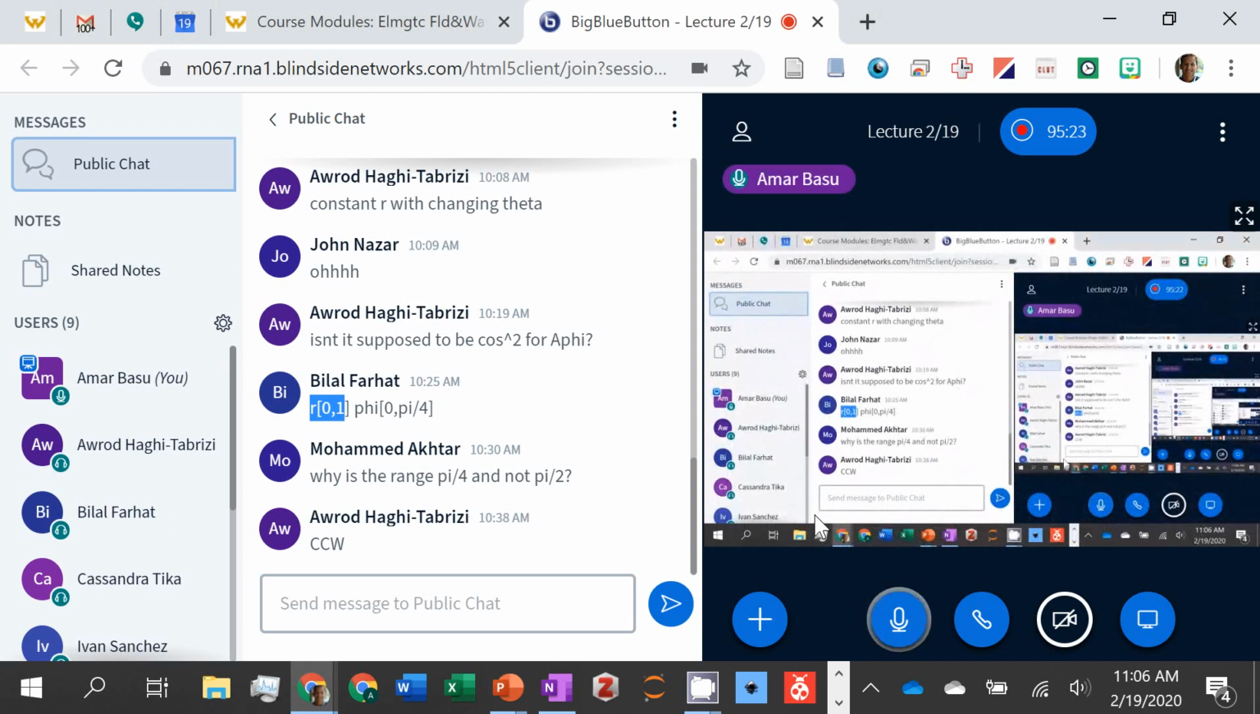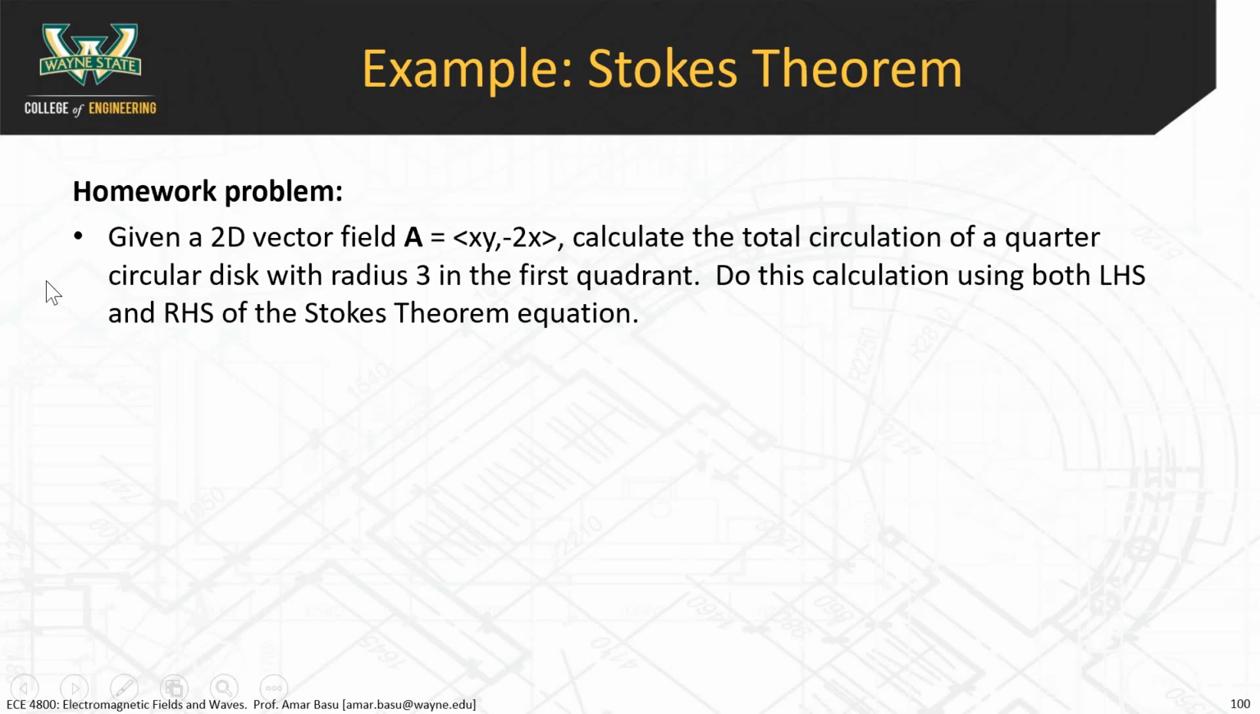Okay. So like I said, great way to study is to go over and do this example problem on your own. Make sure that you can do it on your own without anyone's help. There's a homework problem. Another one that I'd like to give you, if you're looking for extra practice on how to use the Stokes theorem, here's an example. You have this vector field and calculate the total circulation over a quarter circular disk with radius 3 in the first quadrant, and do this calculation using both the left and right hand sides of the Stokes theorem.